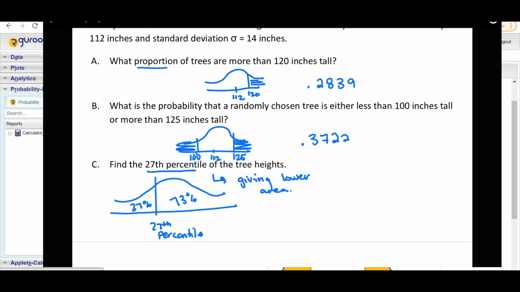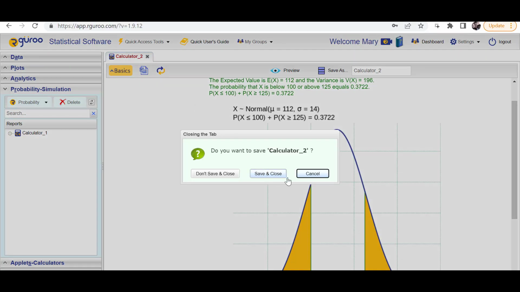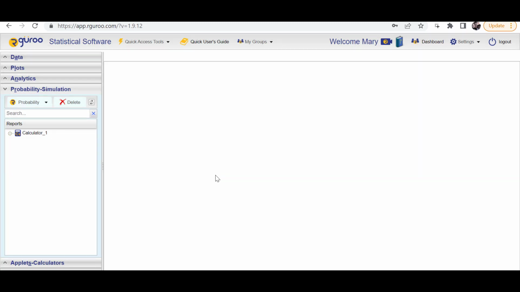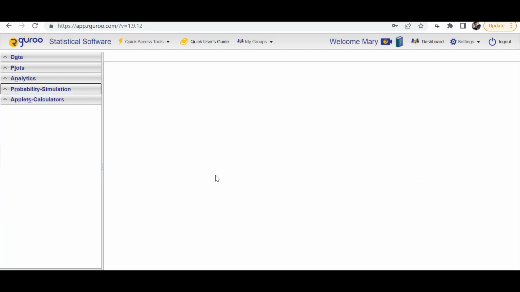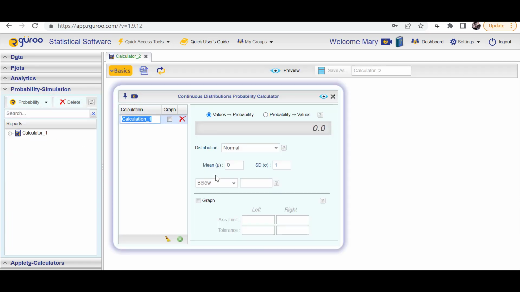So when they're asking for a percentile, they're asking for a boundary. I'm going to start from the beginning just so that you can see it. So I'm going to go to probability simulation, click on probability, and then probability calculator and continuous. But because they're asking for a percentile, they're asking for a boundary. When they ask for a percentile, they're giving me the percent or the probability. So they're giving me the probability, and I want to find the value. So click probability to values. Normal distribution. The mean was 112, and the standard deviation was 14.